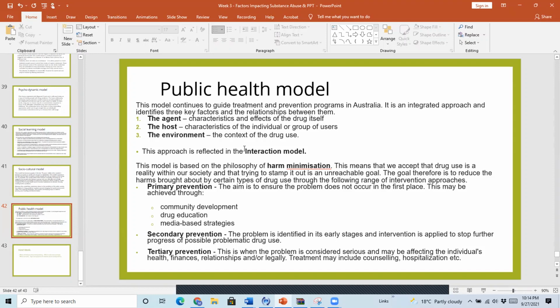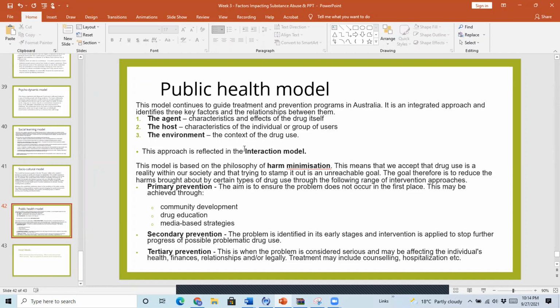So the first part of this idea of the interaction model. We've already determined what the drug is about, who's using it and how. Okay, so let's now examine primary prevention. So we're going to examine how do we ensure that this doesn't occur in the first place? So more of a preventative type philosophy. So through community development, drug education, media-based strategies.